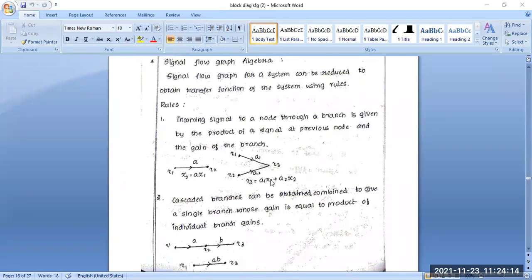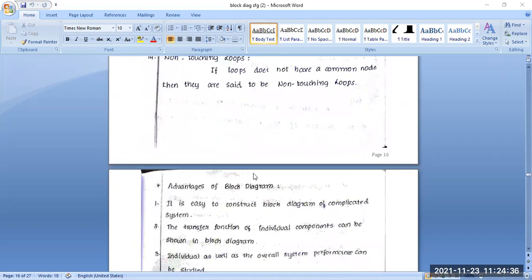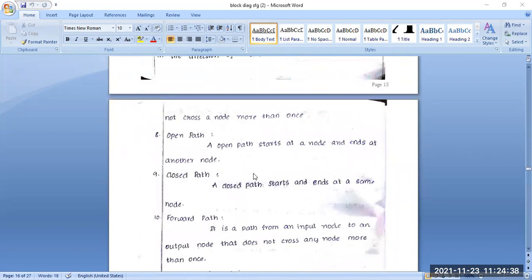Okay, in this diagram here, you can see two nodes are available, that is the input nodes x1 and x2. So that's why we have to apply, this is the x3 output. This x3 is equal to a1 x1 plus a2 x2. Okay, so these are basically called the path, and this path is classified into different categories.